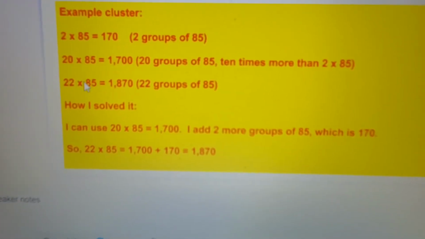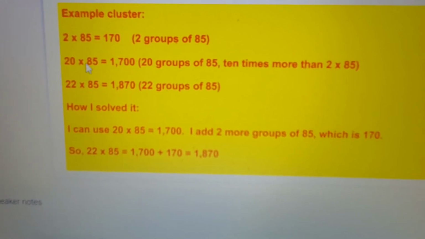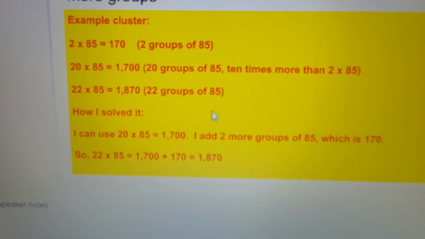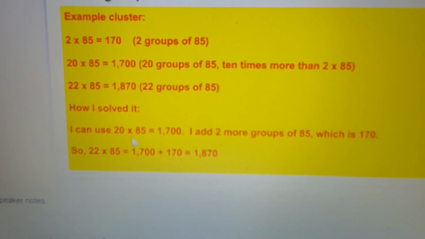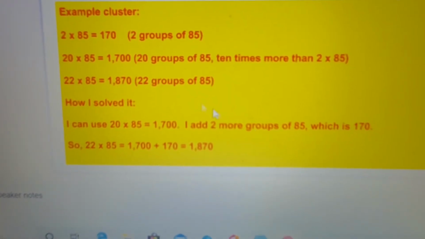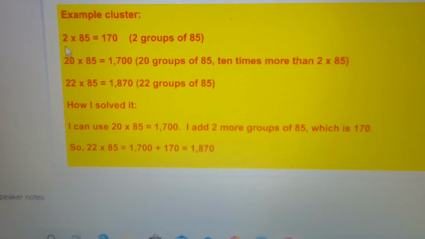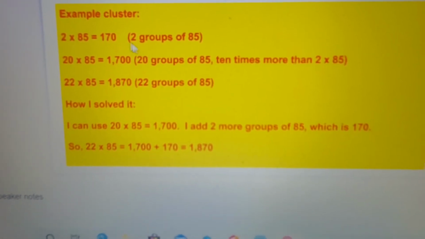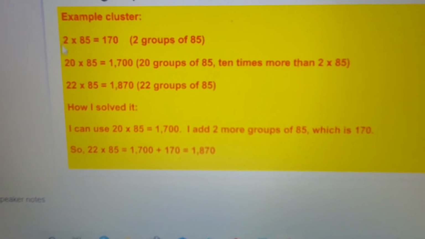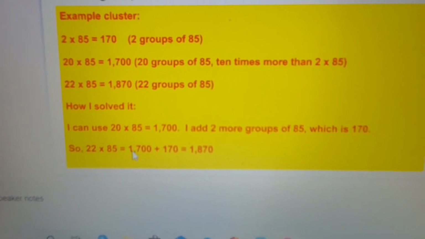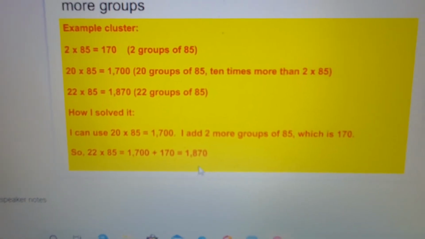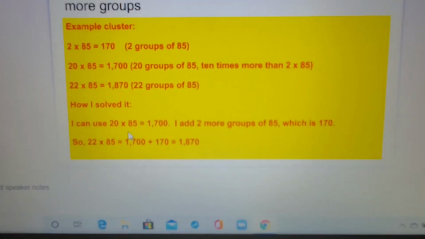Now, if I want to solve 22 times 85, I look at these two equations and I say, well, this has 2 more groups of 85. So how I solved it was I can use 20 times 85, which is 1700, and I add 2 more groups of 85, because this has 20 groups of 85, and this has 22 groups of 85, which is 170, because I solved that up here. So I actually could combine these two equations to solve this. And that is 1,870. Okay, so that's an example.